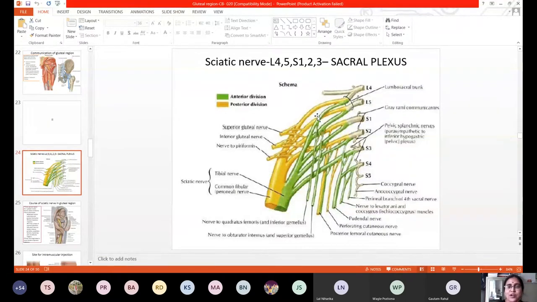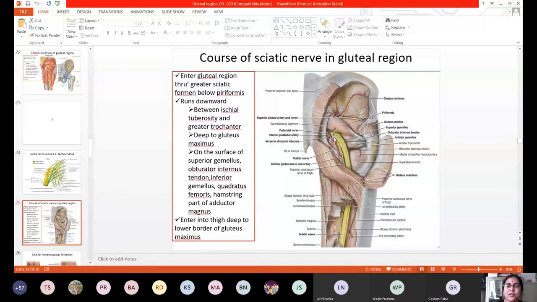It forms in the posterior wall of the pelvis, in front of the origin of the muscle known as piriformis. Then from the pelvis, it enters into the gluteal region through the foramen. Which foramen? Greater sciatic foramen, below the piriformis. Then it runs downward, and you can see in this picture it runs downward, or in other words, inferiorly.